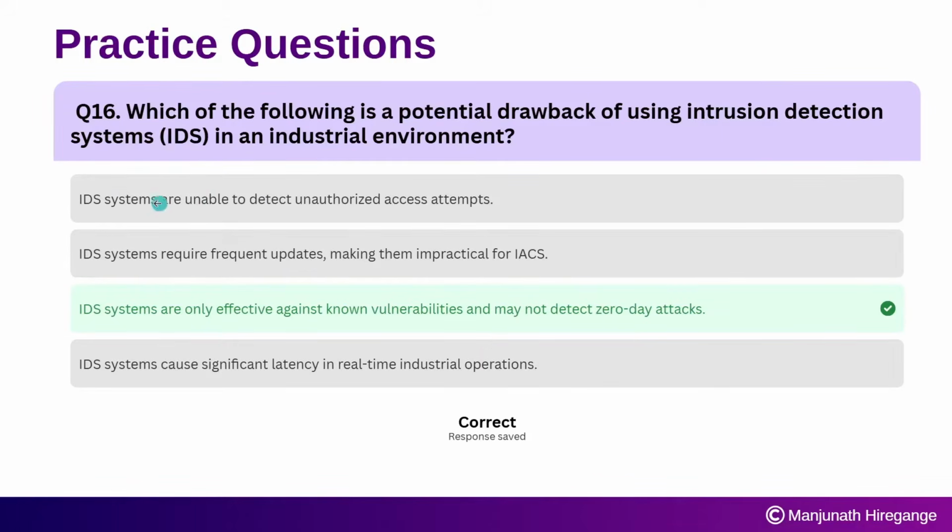And so the first option you can rule out straight away, because IDS is specifically designed to detect unauthorized access. While IDS systems may require frequent updates, this is not a significant drawback. And the fourth one, yes, IDS systems typically operate passively by monitoring traffic without interfering with the data flows. Therefore they do not introduce any latency in real-time operation. So hence the answer is it's effective against known vulnerabilities and may not detect zero-day attacks.